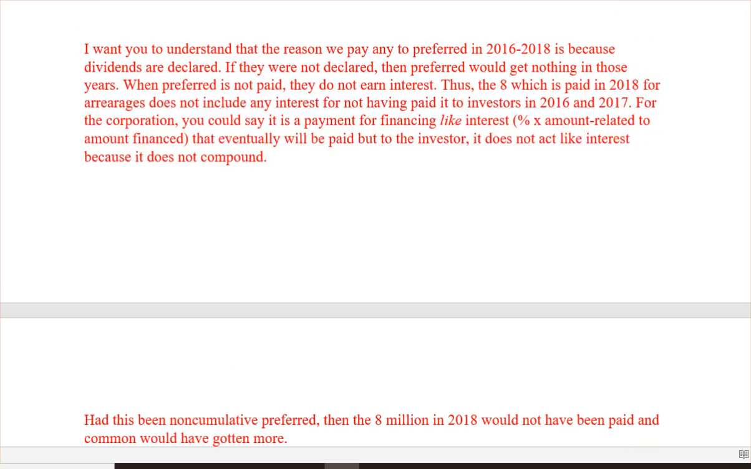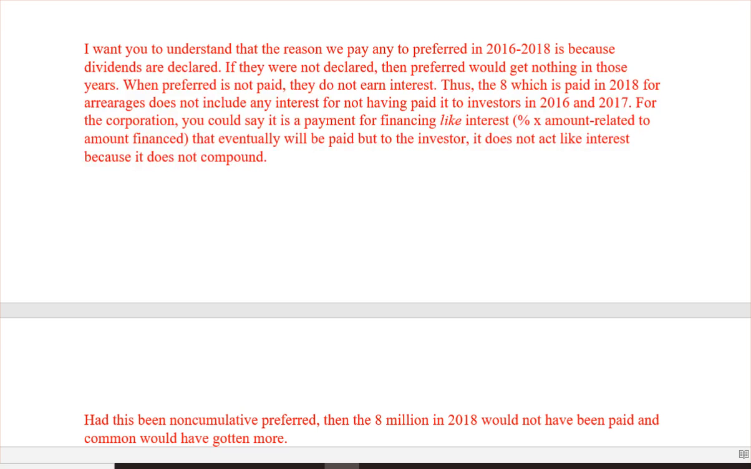I want you to understand that the reason we pay any at all to preferred is because we declare dividends. If you did not declare any dividends, then they would have arrearage, and their arrearage for those years would be the total amount of 24 for each year. They don't get paid interest, by the way.